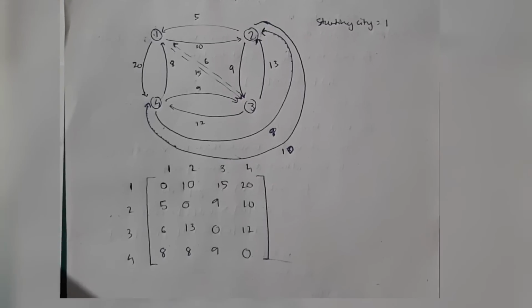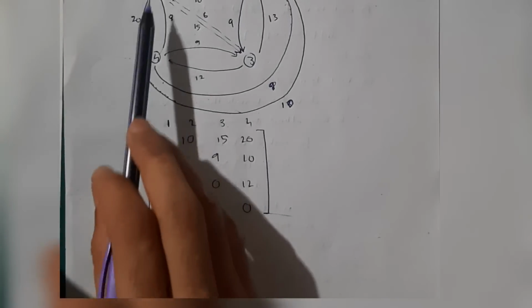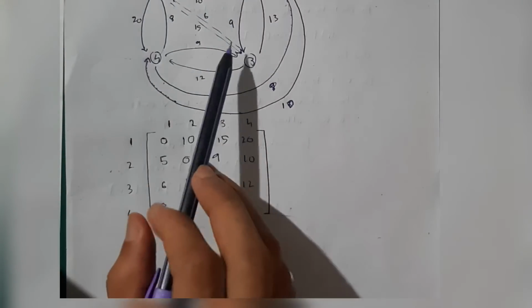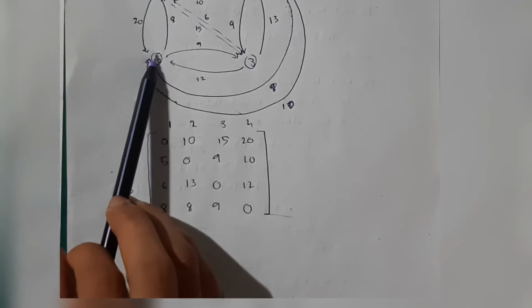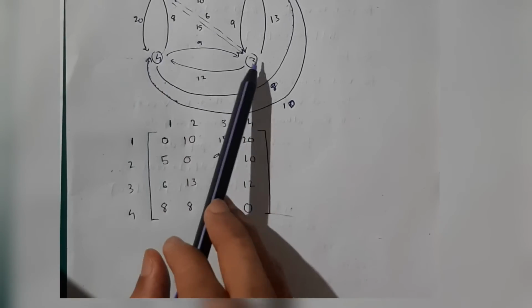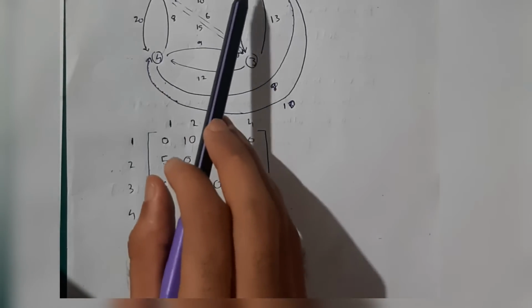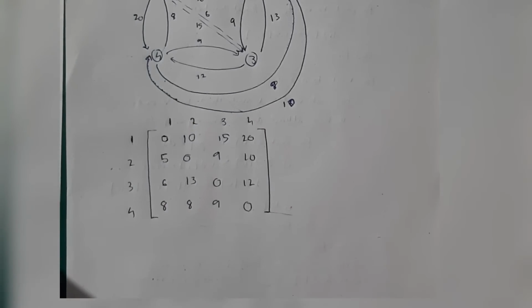Now what we have to find out is how many possibilities are there. There are 4 cities: 1, 2, 3, and 4. Now from 1 the person can go to 2 or 3 or 4. Then from 4 he can go to 2 or 3, and from 2 he can go to 3. Like that, how many possibilities are there? All that we will make a graphical representation.